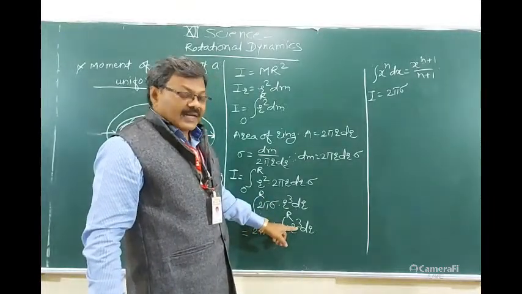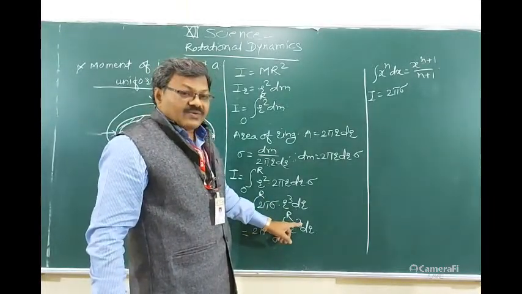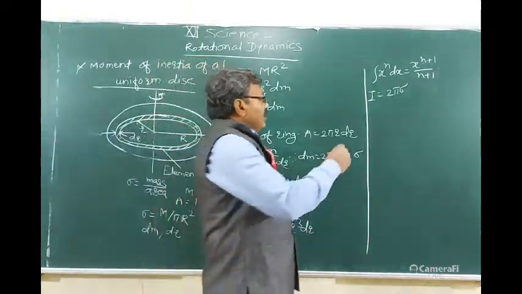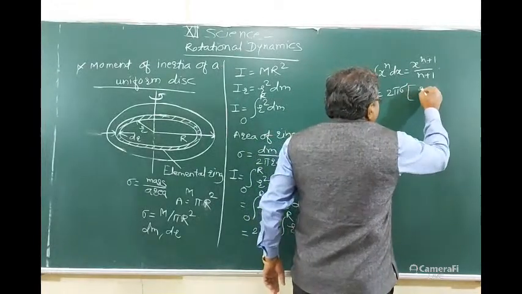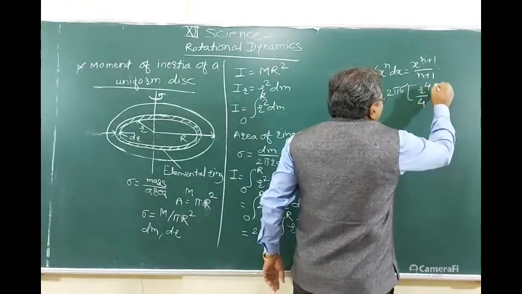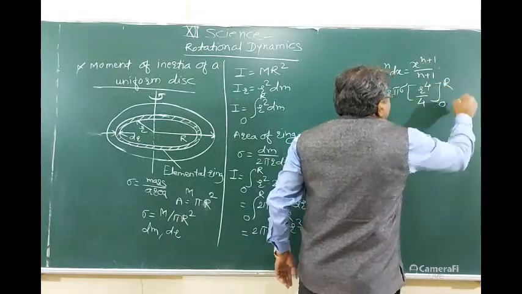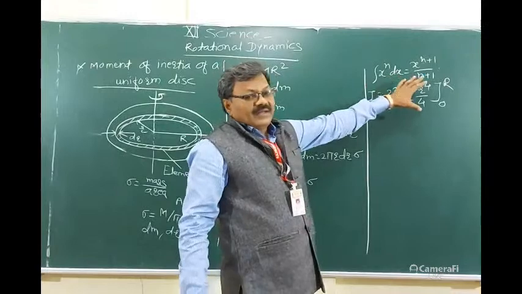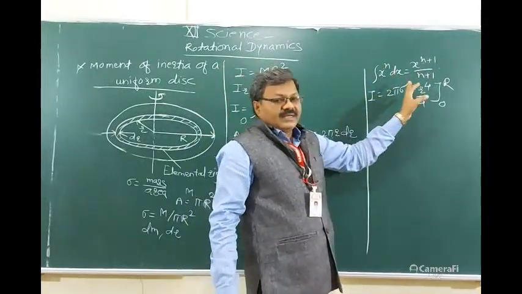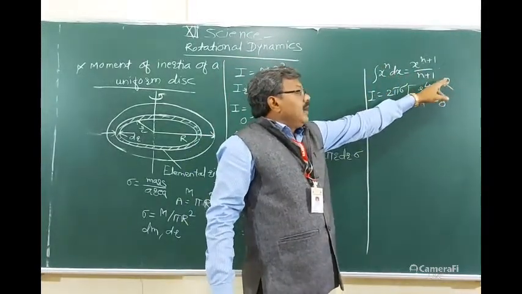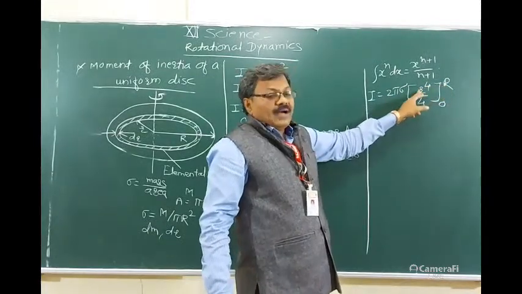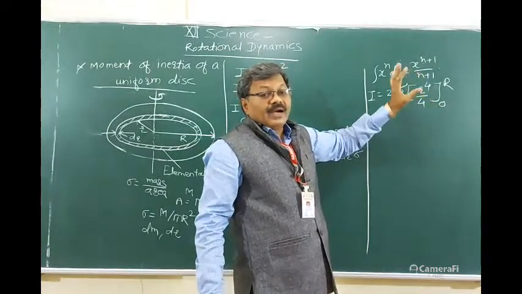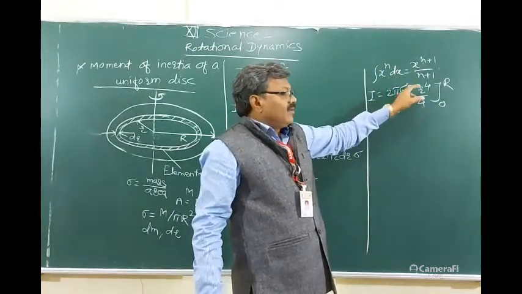But n is 3, therefore it is r raised to 3 plus 1, that is r raised to 4 upon 4. Now we get r raised to 4 upon 4, and the limits are 0 to r. When we are taking the integration with limits, initially we substitute the upper limit, and after that we substitute the lower limit, and take the subtraction of this.